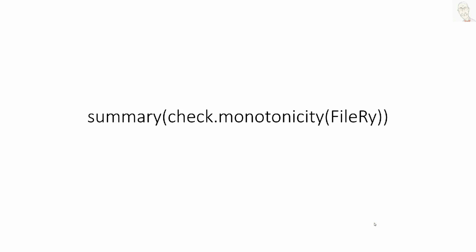The next thing we want to do is to check the monotonicity of the items that are contained in that scale, and we can do this with this very quick one-line piece of syntax. It gives us a summary of the output of the extent of monotonicity in the items that we have in file ry.